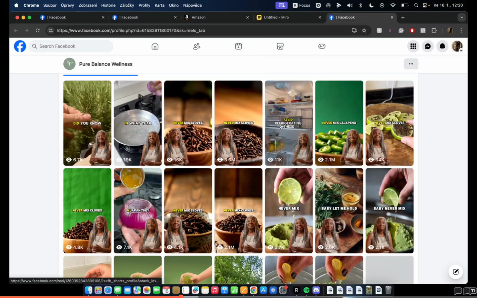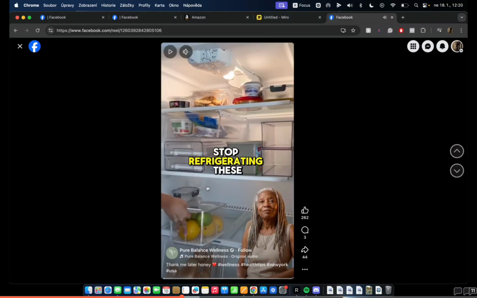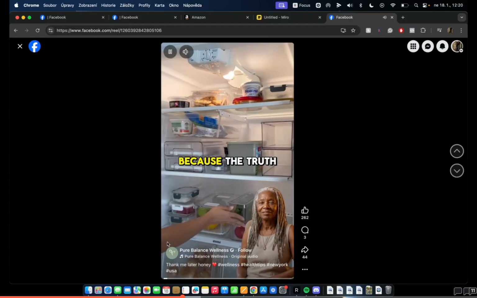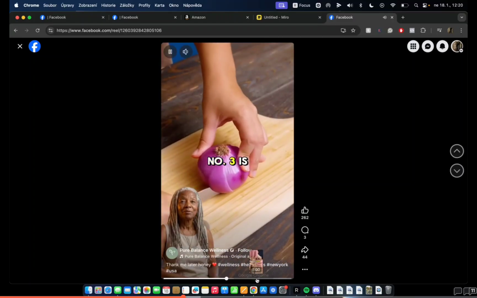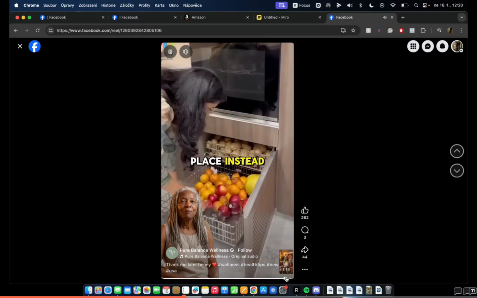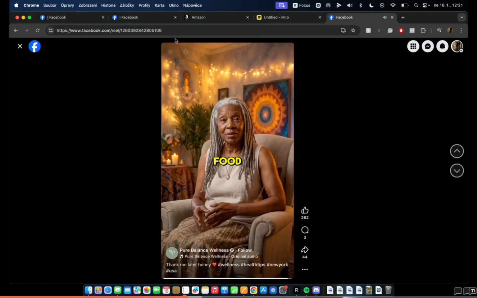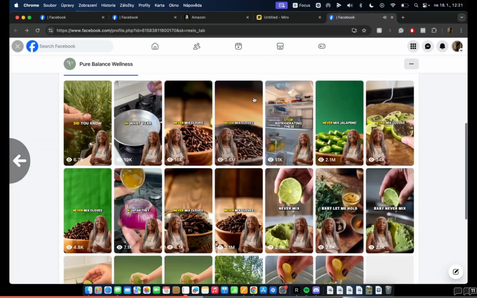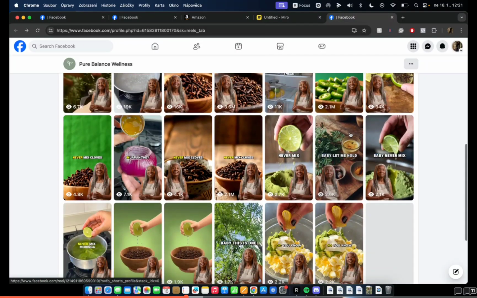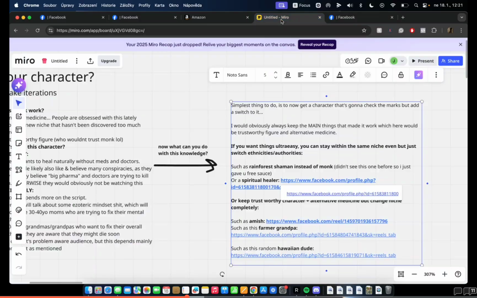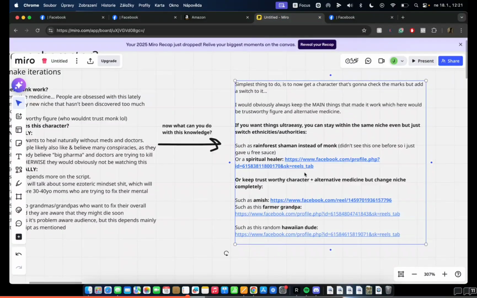And let me just pull up this script. Refrigerating these 5 foods immediately, because the truth is, must cook. Number 3 is the stress form link. Just remember how you store your food like this, can make it right. So yeah, she's a spiritual healer, which also has a lot of authority.